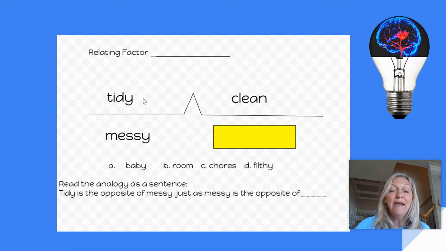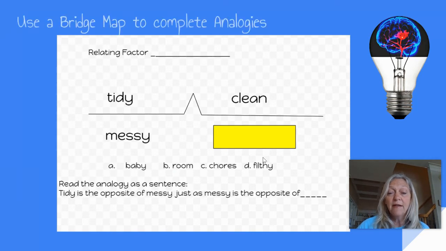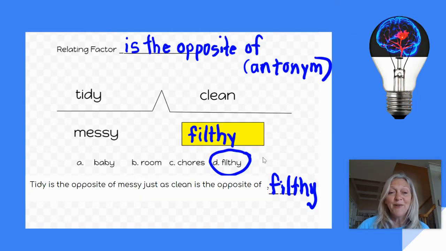Now let's try to do one that has a blank in it. Look at tidy and look at messy. Remember, we want the relationship to be the same for the two words on the other side, clean and blank. So you're thinking, tidy is the opposite of messy, so I'm looking for a word that is the opposite of clean. Baby, room, chores, or filthy. Let's see if you have the right answer.